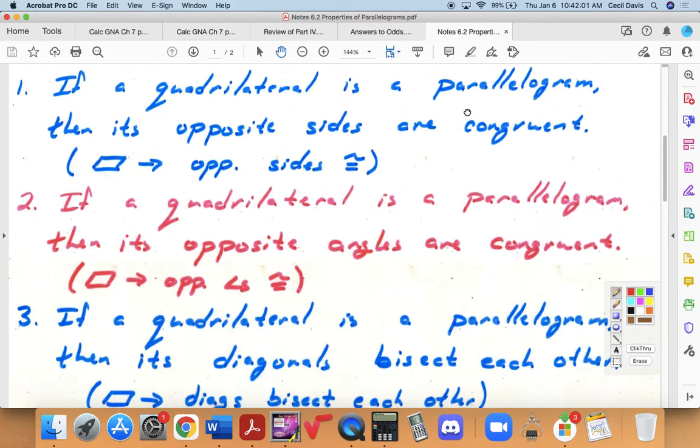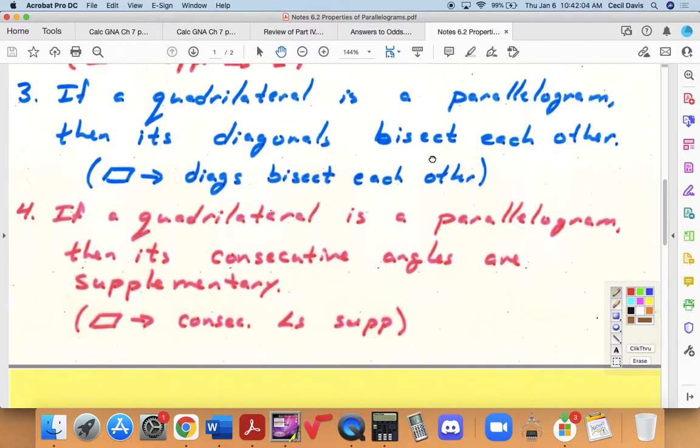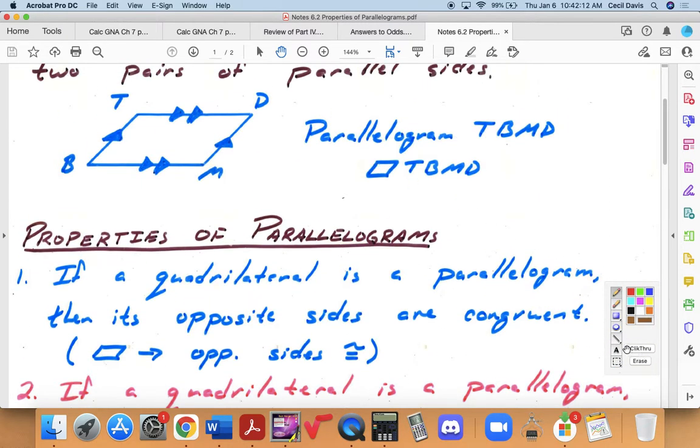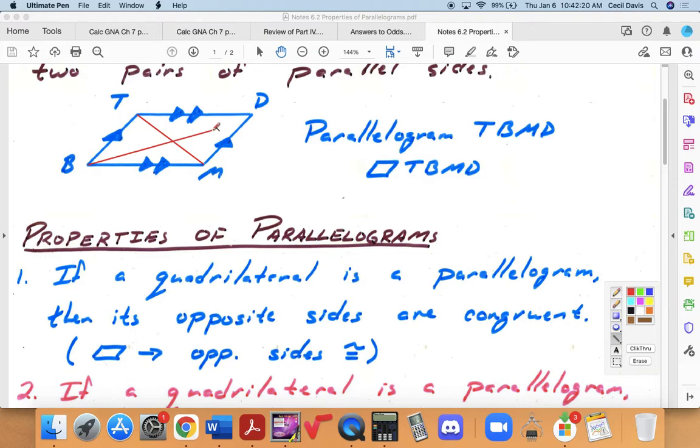All right, what else do we know? If a quadrilateral is a parallelogram, then its diagonals bisect each other. Okay, well, what does that mean? Well, going back to this again, if I draw in both diagonals, what does it mean for a segment to bisect another one? Yes, Savannah. They are divided into even groups, or like both sides are congruent. So they're divided into congruent halves. Okay, they're divided into congruent segments.